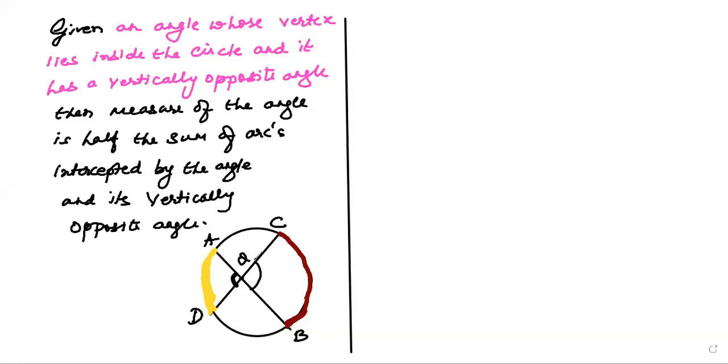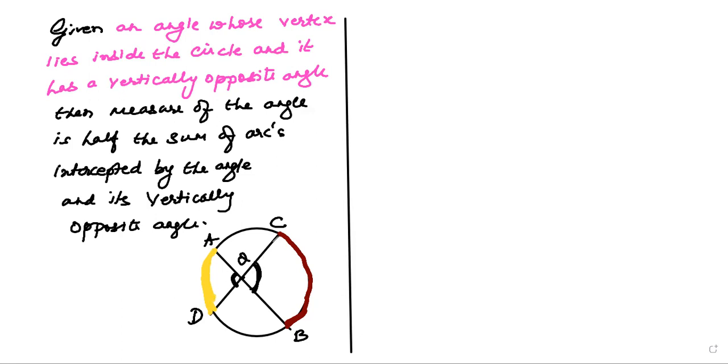Look at angle CQB. The vertex of angle CQB is Q. It lies inside a circle. And this angle CQB also has a vertically opposite angle, AQD. Now, this angle CQB intercepts arc CB, the brown arc. Its vertically opposite angle AQD intercepts arc AD.